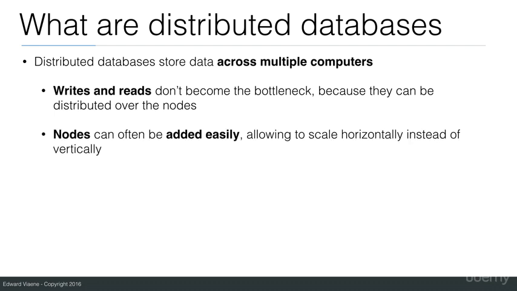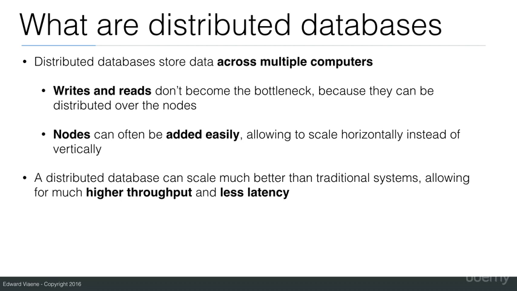Nodes in distributed systems can often be added easily, allowing us to scale horizontally instead of vertically. Vertically means adding more resources like CPU, memory, disk. Horizontally means we're going to add more instances. We're going to add more nodes to our distributed database cluster to scale horizontally. A distributed database can scale much better than traditional systems, allowing for a much higher throughput and less latency.